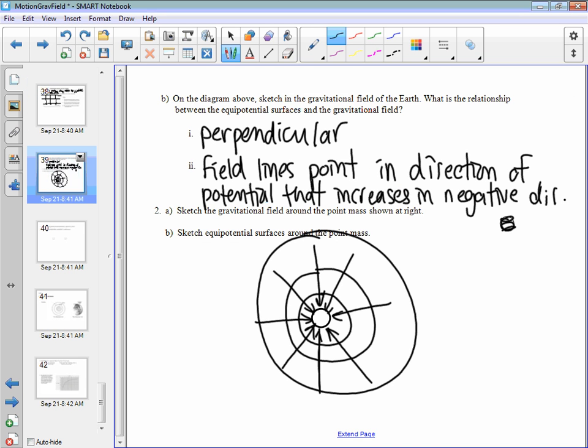The next exercise: what do you notice about the relationship between the equipotential lines and the gravitational field? Well, the lines are perpendicular. The field lines show the direction that the gravitational force would act. The field lines point in the direction in which potential increases in the negative direction. So the gravitational potential is going to become increasingly negative in the direction that the gravitational field lines point, going into that gravitational potential well, if you will.